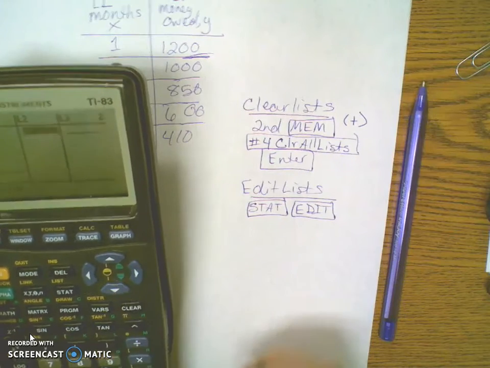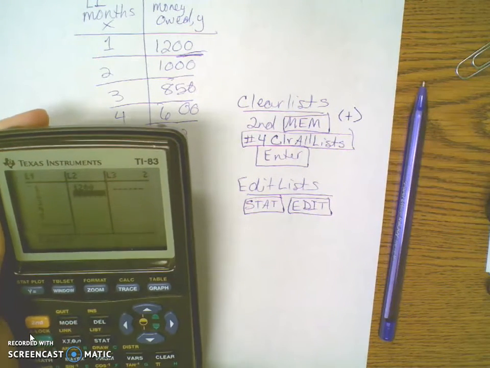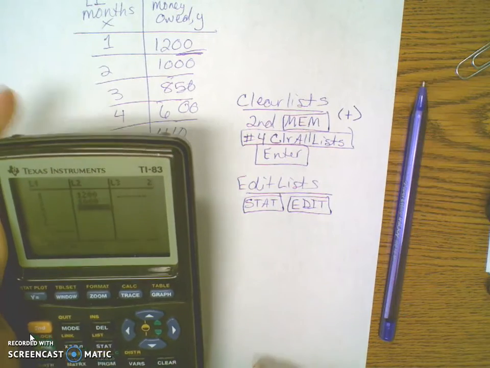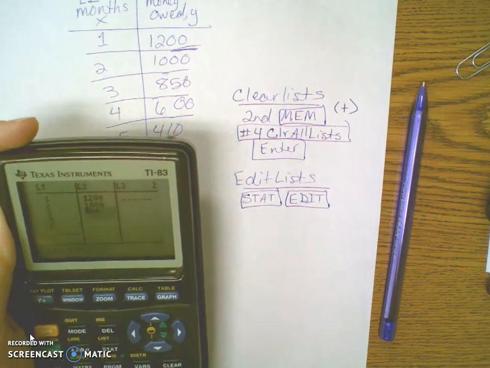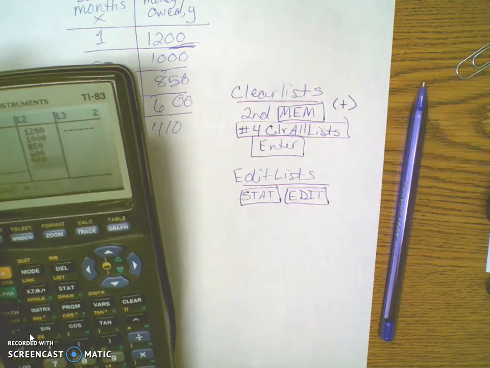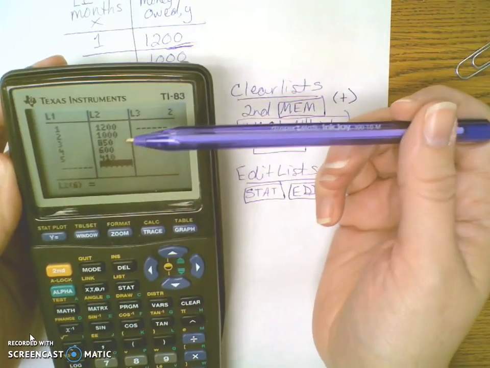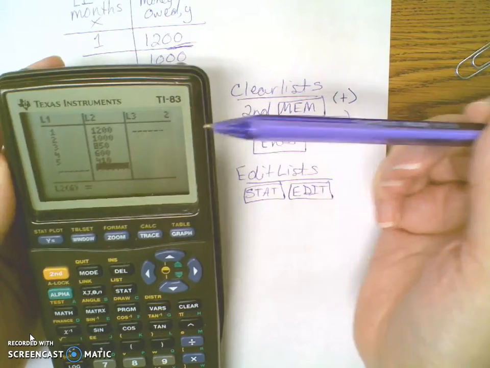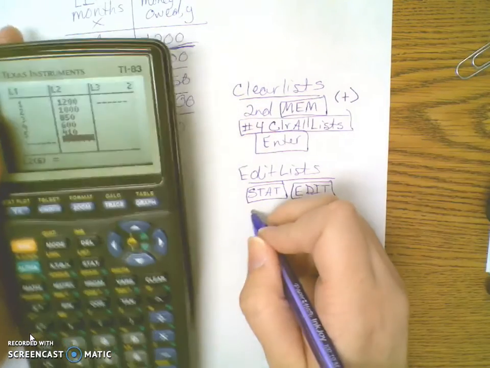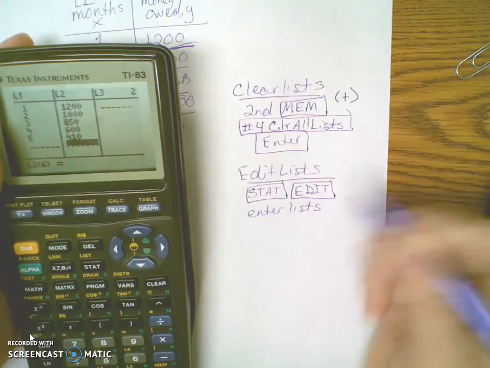Okay, now we're going to do list 2. So we're going to arrow over, and then 1,000, 850, 600, and 410. Now at this point you want to make sure that you put in everything correctly. Just double check, because if you didn't put it in correctly, it's not going to work.